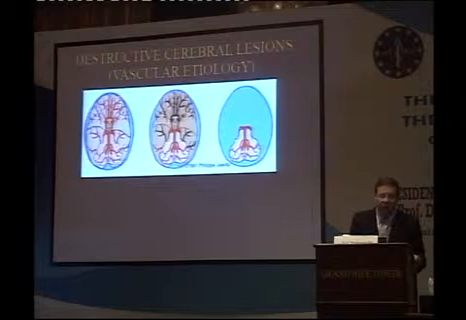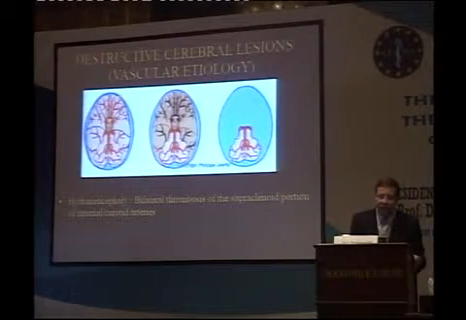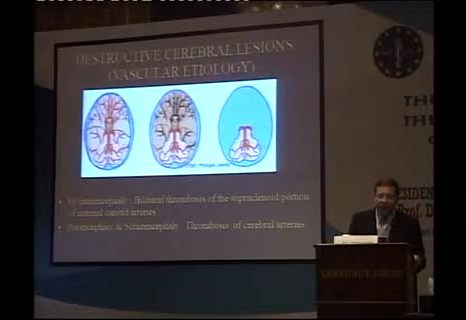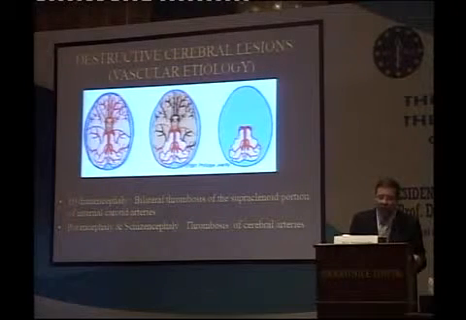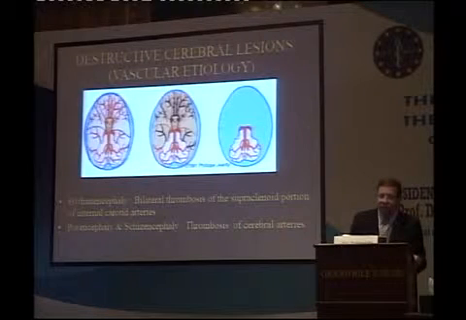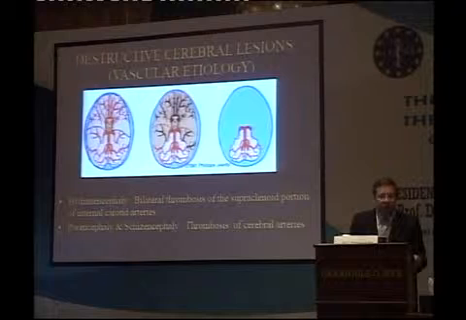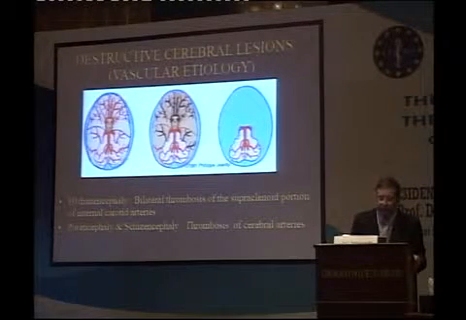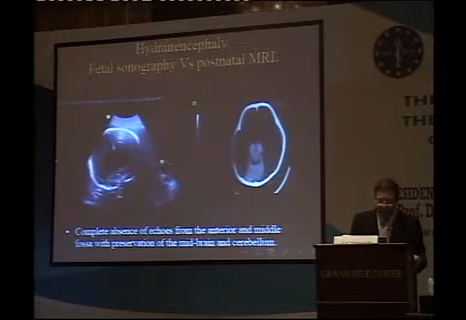The first thing is destructive cerebral lesions, and usually they have a vascular etiology. We have hydranencephaly, porencephaly, and schizencephaly. Hydranencephaly results from bilateral thrombosis of the supraclinoid portion of the internal carotid artery, and therefore the destruction is massive. Porencephaly and schizencephaly are related to thrombosis of branches of the cerebral artery, and therefore they are also destructive but less than hydranencephaly.